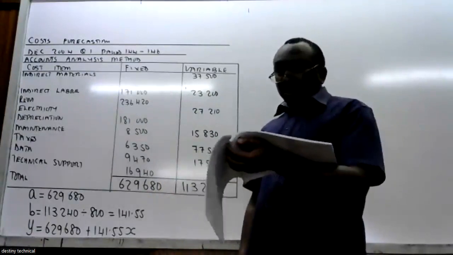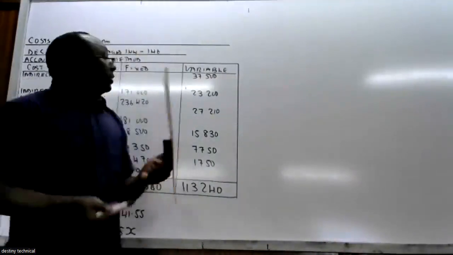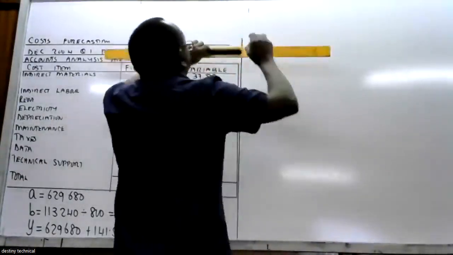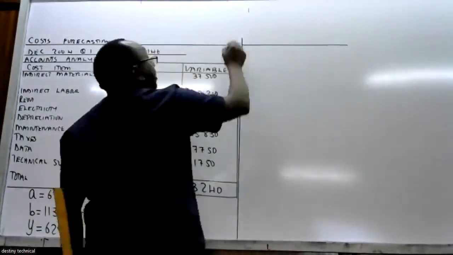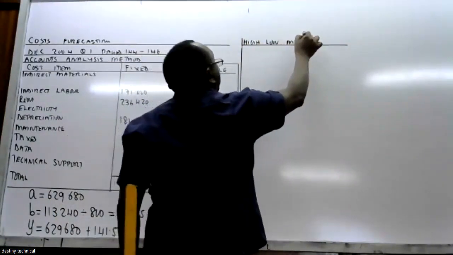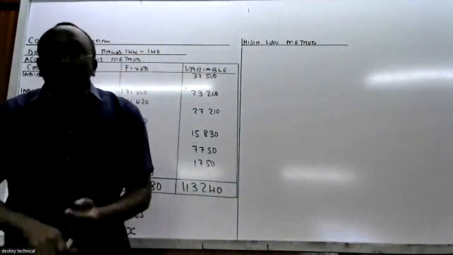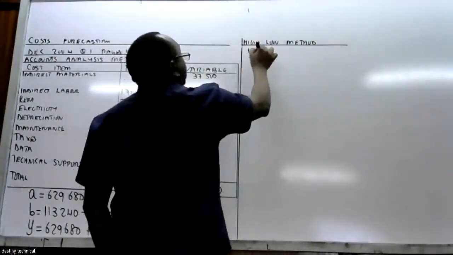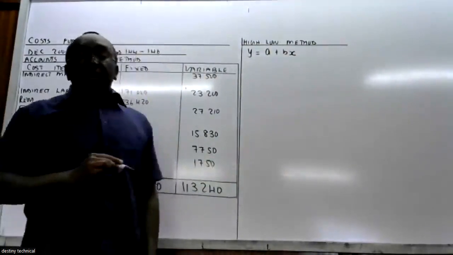Yes. Good. So let's go to the high-low method. The second method is called the high-low method. This is the most popular. It's one of the most popular methods as far as this course is concerned. Now in the high-low method, we begin by writing the equation y equals a plus bx.